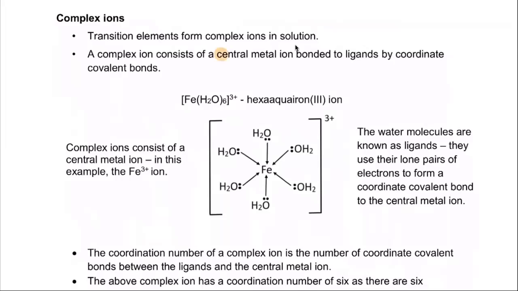And a complex ion consists of a central metal ion. In this case, that would be the iron in this picture. And then it's also bonded to ligands. In this picture, the ligands are these 6 water molecules. All of these are water molecules.